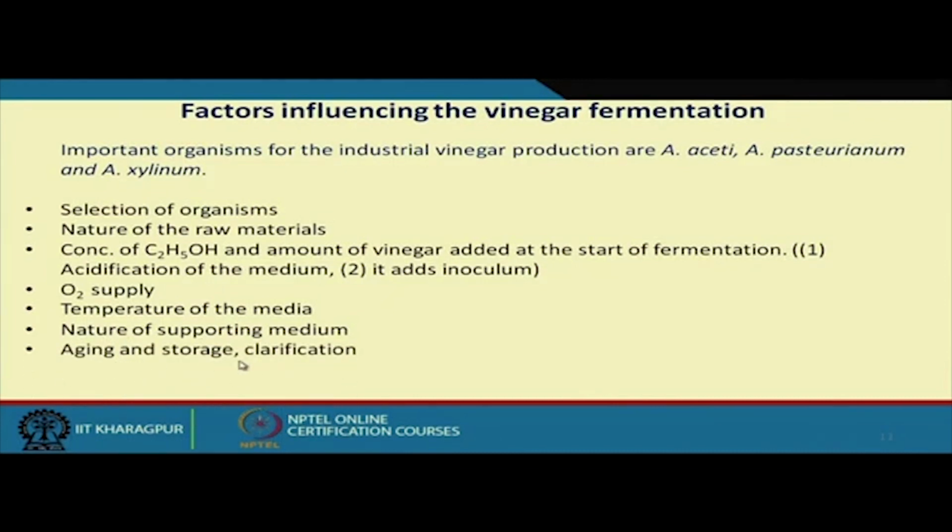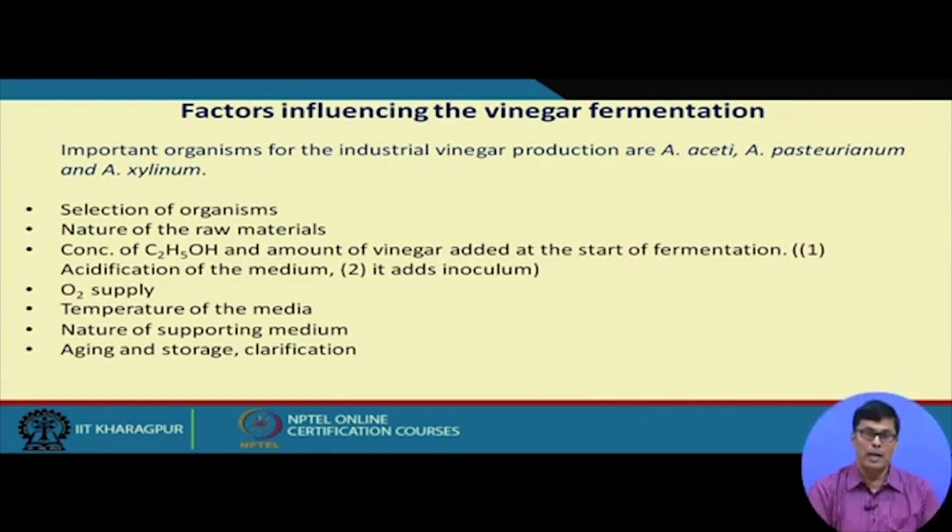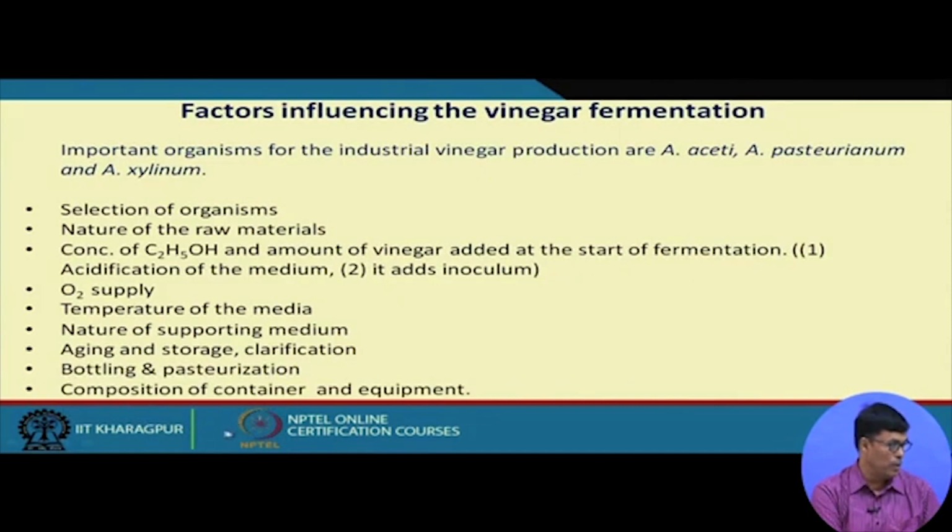And then aging and storage is very important, because during the aging process some alcohol and acid form esters that help develop some kind of flavor. Clarification also takes place. Then we do the bottling and pasteurization. The composition of the containers and equipment also plays a very important role, because acetic acid has corrosive properties.